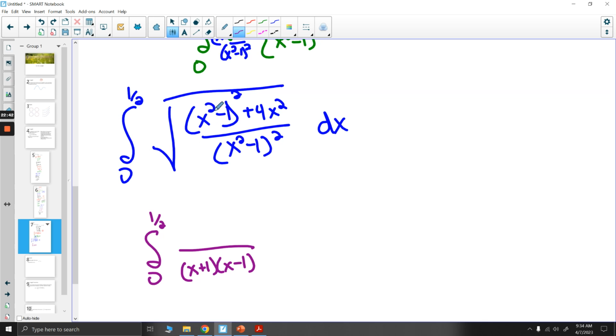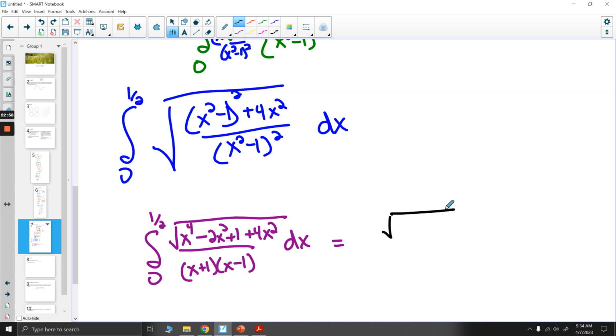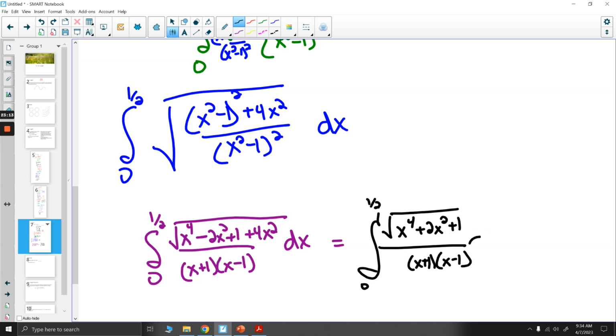Okay, now the top. x squared minus 1 squared, that would be an x to the 4th minus 2x squared plus 1 plus 4x squared. And it's still under the square root dx. So that leaves square root x to the 4th plus 2x squared plus 1 over x plus 1, x minus 1. The integral from 0 to 1/2 here, dx.